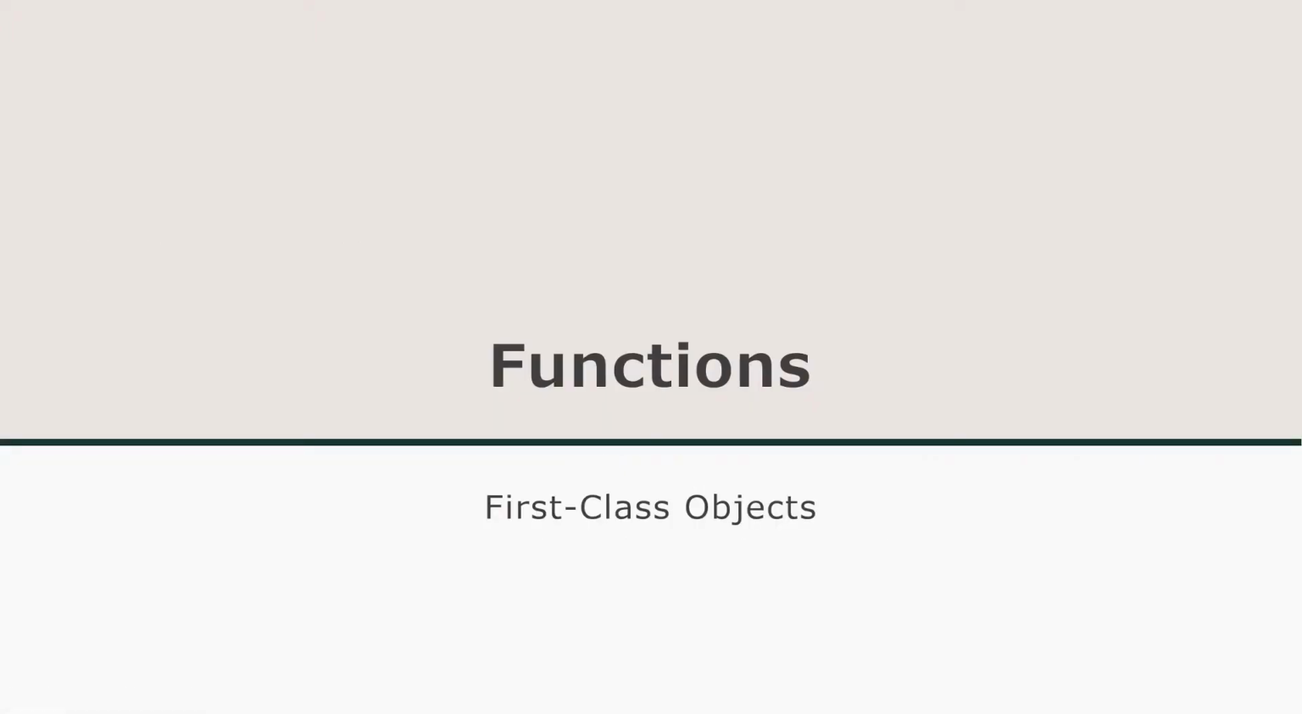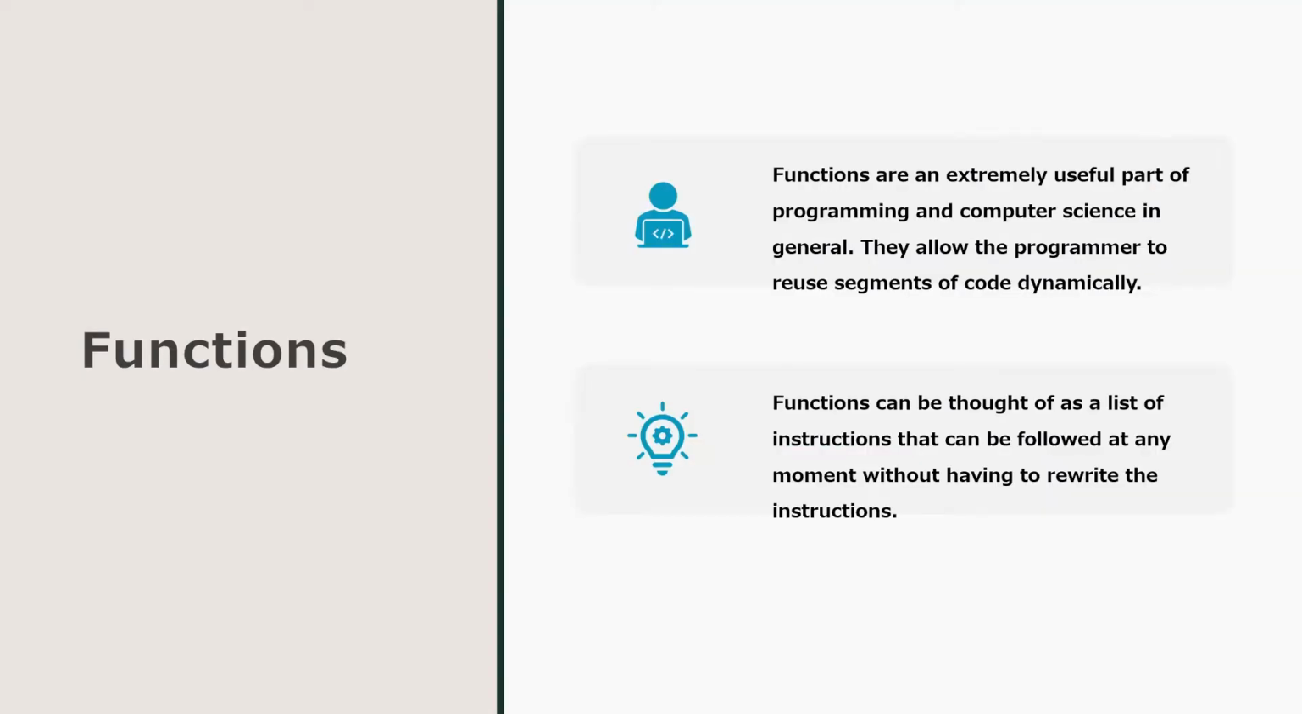Okay, so now we're going to go into probably the hardest part of this lecture. We're going to talk a little bit about functions. So functions, they're an extremely useful part of programming and computer science. Like they are one of the most important tools. They are the screwdriver or the hammer of the programming toolbox. They let programmers reuse segments of code dynamically and easily. They can be thought of as a list of instructions that you can refer back to at any moment without actually having to rewrite these instructions over and over again.